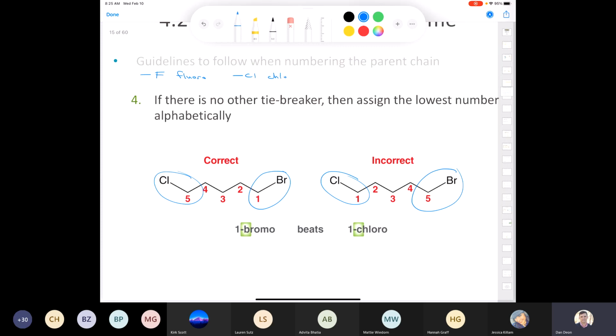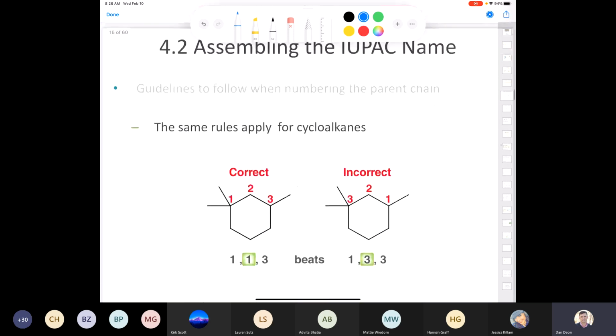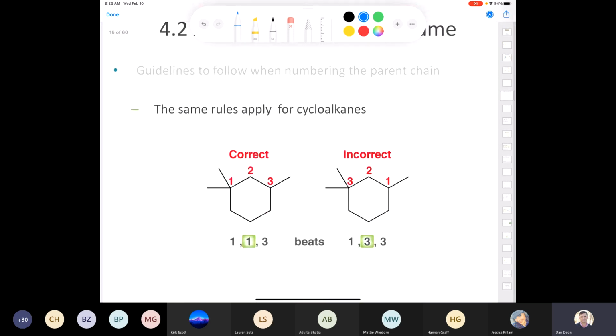Try to be consistent here. If you have a bromine, you can probably guess that's called a bromo. And if you have an iodine, that's called an iodo. Okay, so here we've got a chloro and a bromo. Well, if you get into a mess like this, all you do is assign the lowest number by the alphabet. So B comes before C in the alphabet, so bromo wins over chloro. Okay, that's that one. Same rules apply for cycloalkanes.